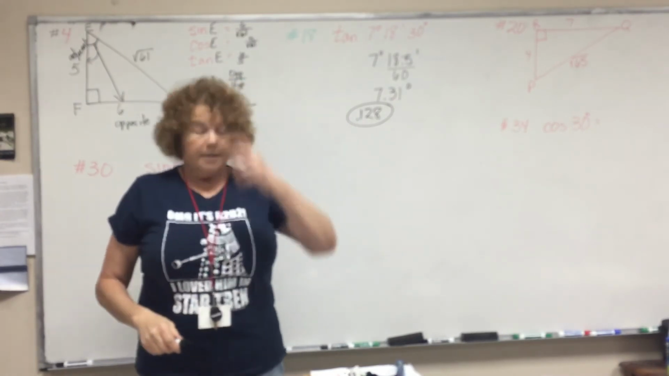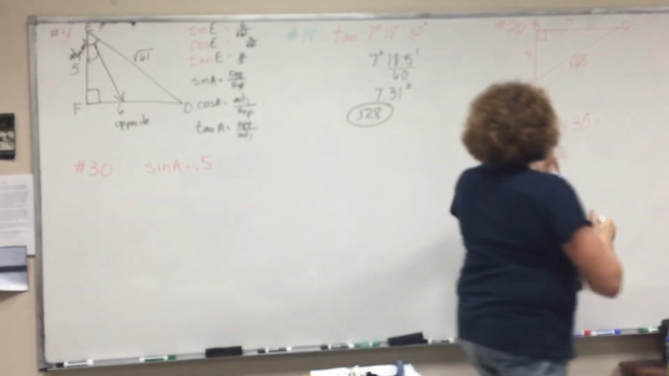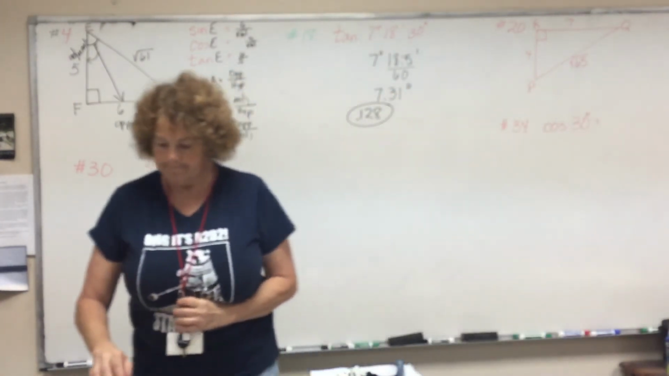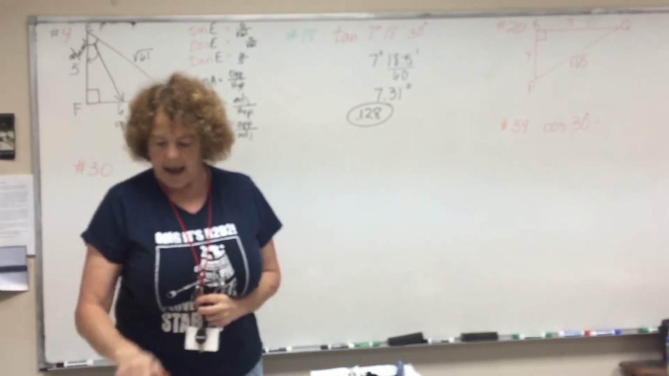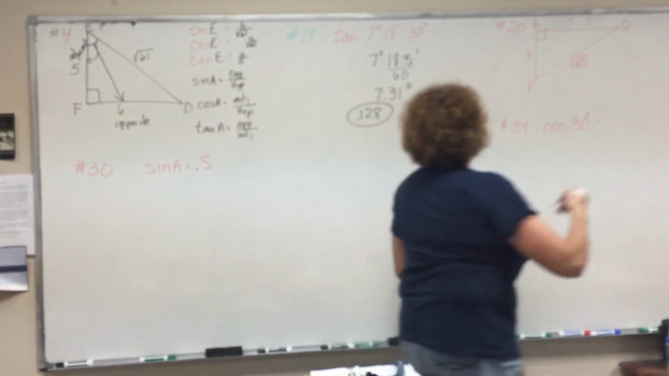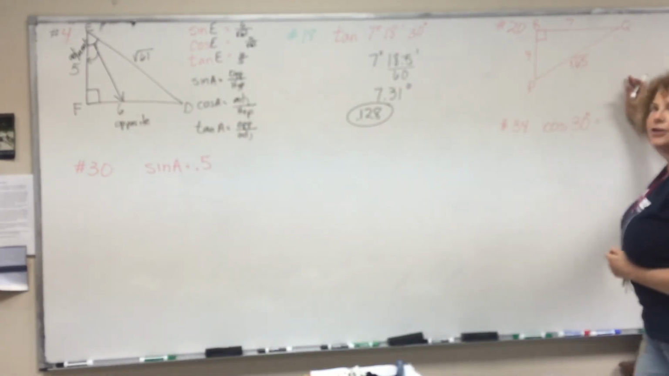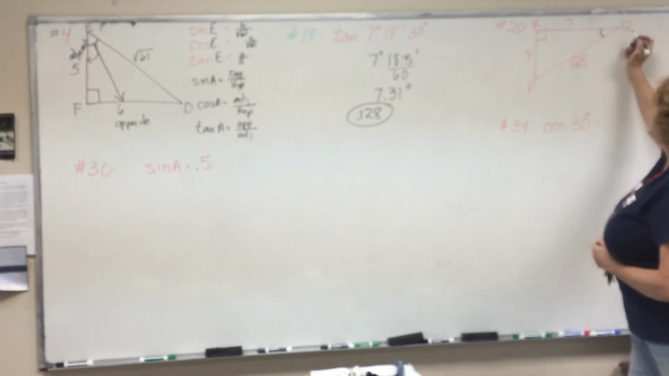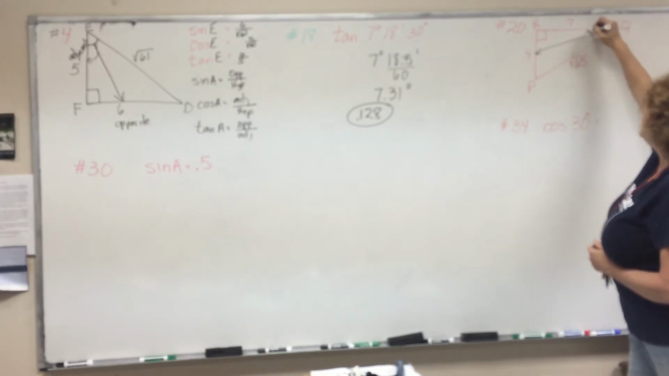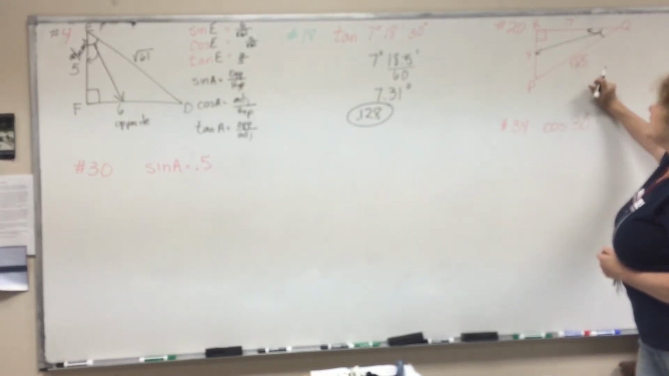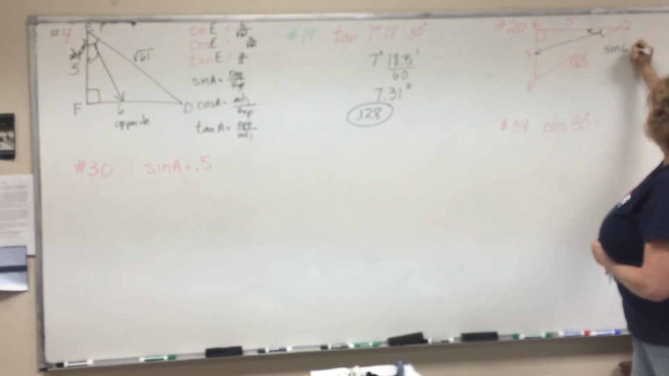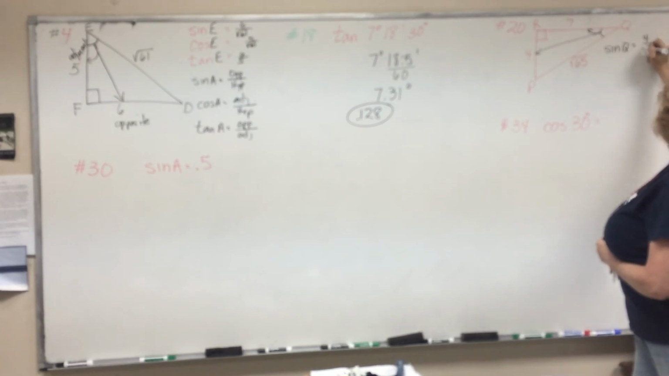Now let's look at number 20. Number 20 is asking for angle Q. You are looking for the sine, cosine, and tangent of angle Q. So first locate angle Q right here. So the side opposite would be 4. The side adjacent would be 7, and the hypotenuse is root of 65. So the sine of Q is 4 over root of 65.